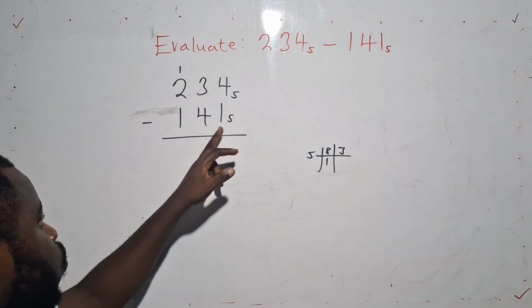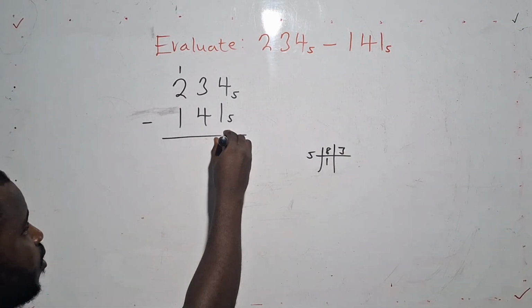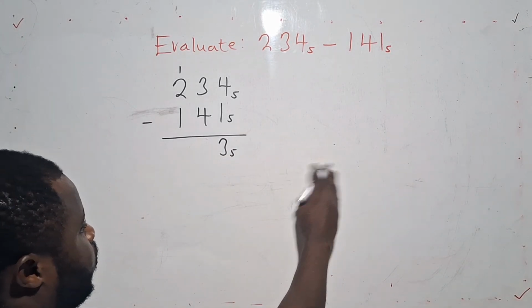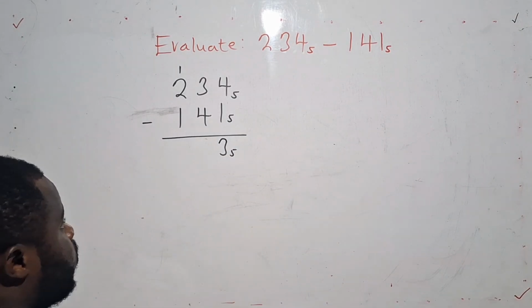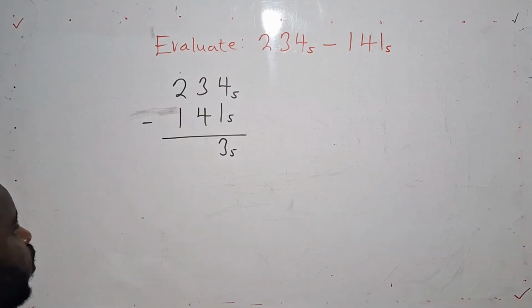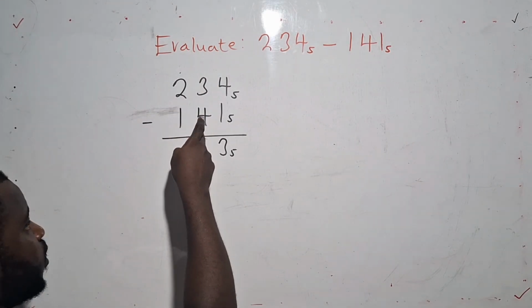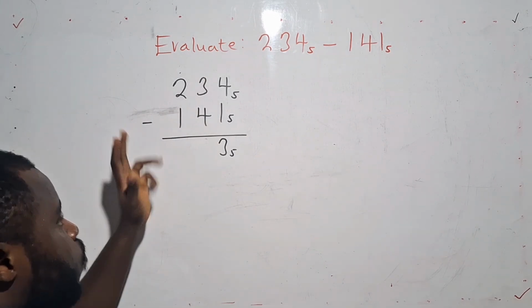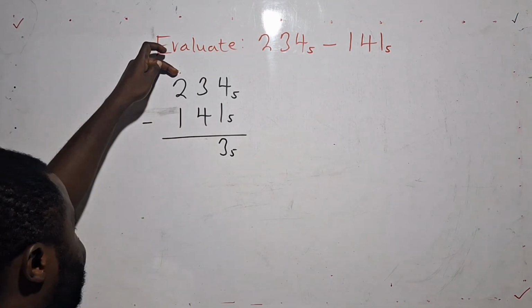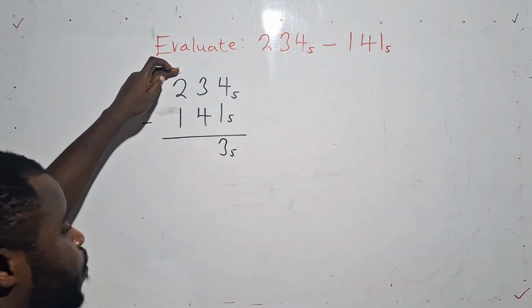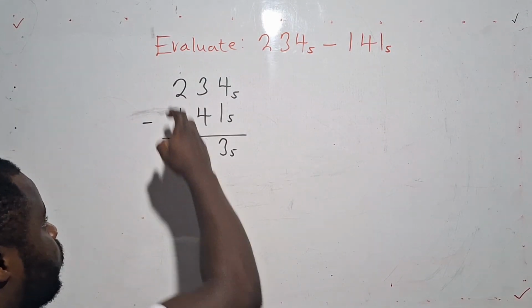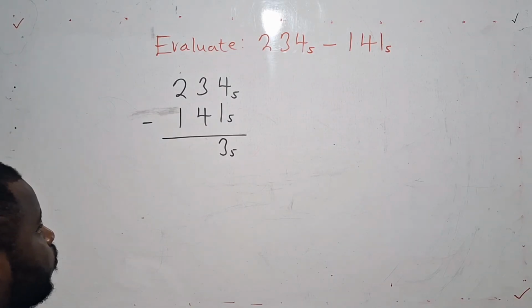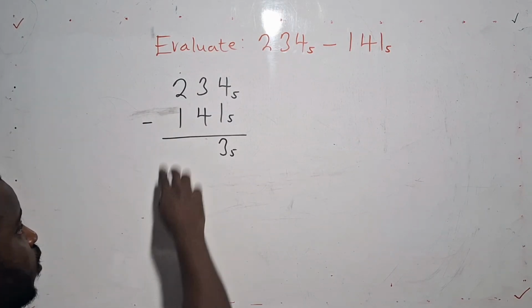So 1 from 4 is 3. Yes, 1 from 4 is 3. So now we need to subtract 4 from 3. So we need to borrow. So we are going to borrow 1. And the one we are going to borrow has a power of what? 5. Has a value of 5 because we are dealing with base 5. So this will give us 8.